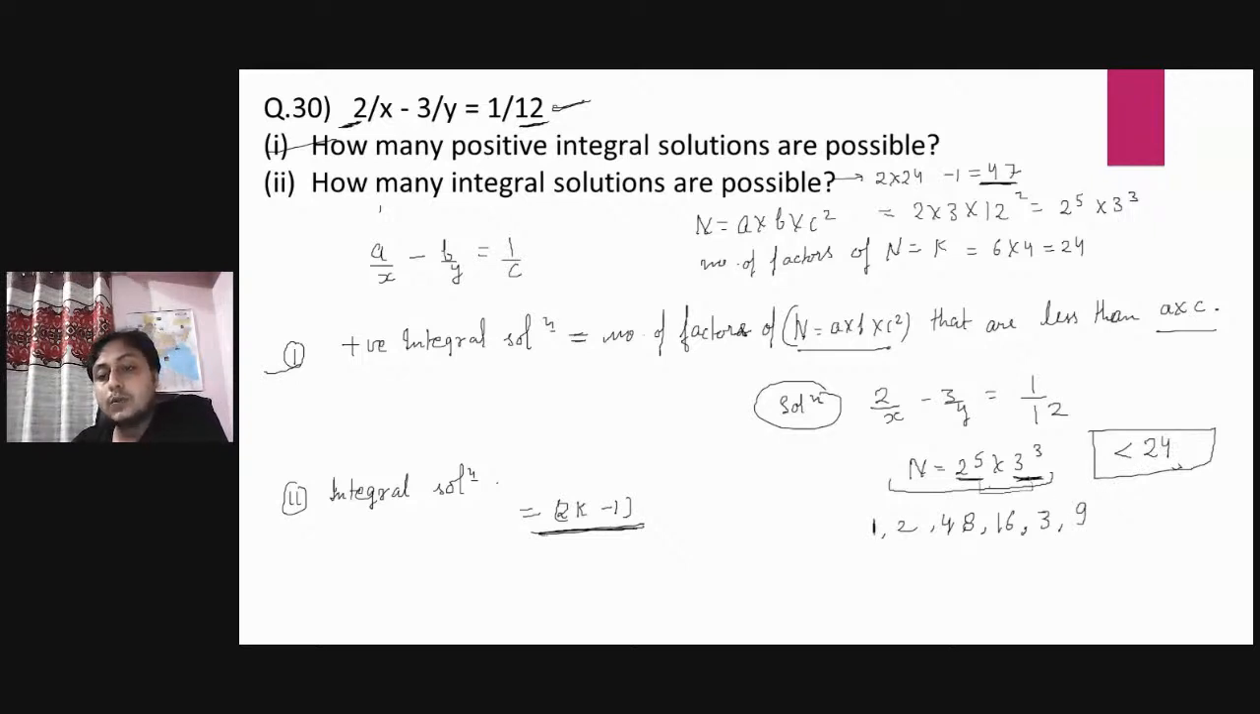Now combine these two. With the help of these two, what will we get? 2 into 3 is 6. 4 into 3, 12. 8 into 3, 24. But 24 is equal to 24, not less than 24, right?